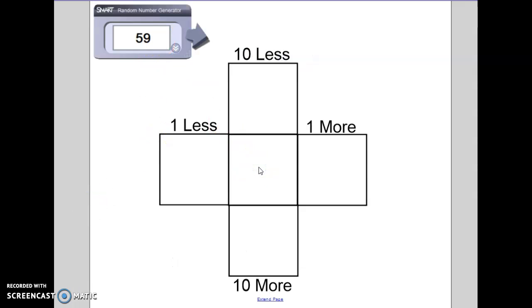Our middle number is 59. What is 1 less? 58. 1 more. 58, 59, then 60. All right, look at your tens place and take 1 10 away and you'll have 49. 49, 59, 69.